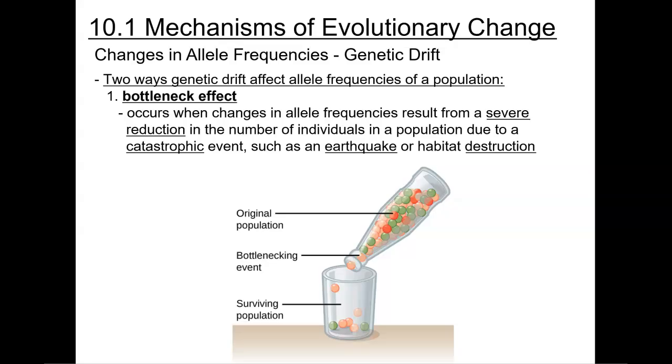Now, genetic drift occurs in two ways. First we have the bottleneck effect. It occurs when changes in allele frequencies result from a severe reduction in the number of individuals of a population due to catastrophic events, such as an earthquake or habitat destruction. It could be a volcanic eruption. It could be a tsunami. It could be different things that come in.